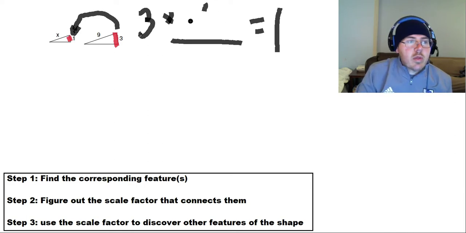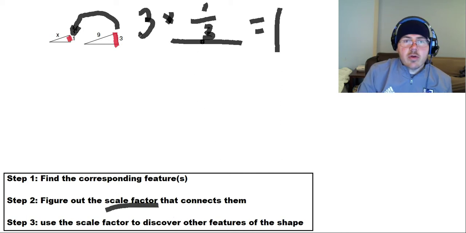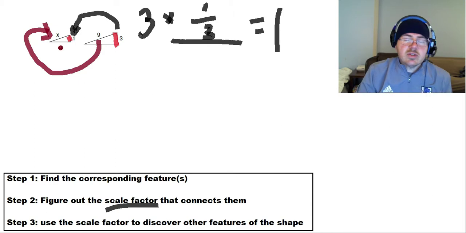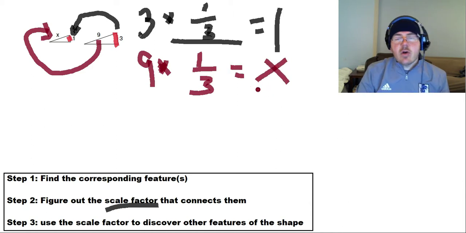3 times 1/3 is going to be equal to 1. That's your scale factor. The scale factor in this problem is 1/3. So, to get our answer, all we need to do is do the same thing. Go from the 9 to its corresponding feature, which is x. So 9 times 1/3 will be equal to x. That's all we gotta do.